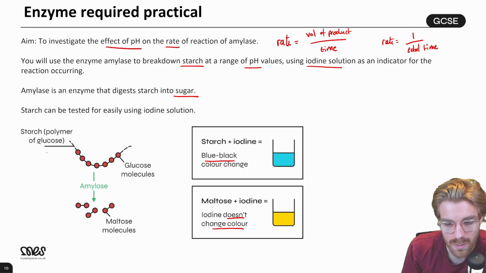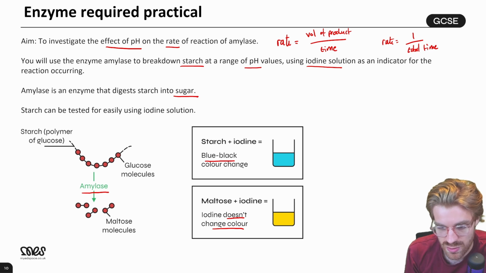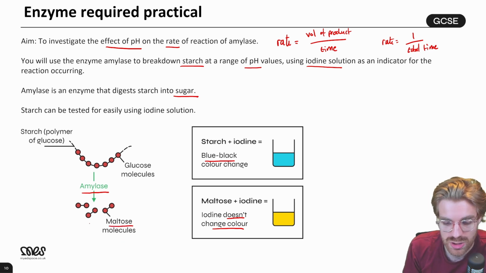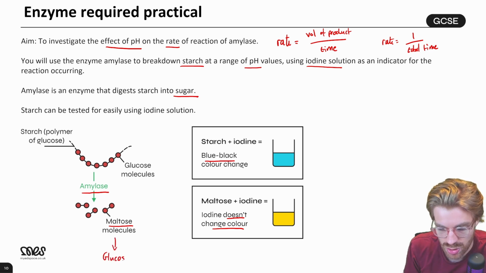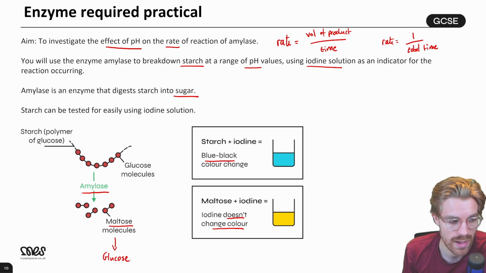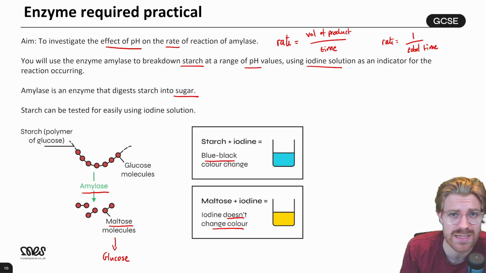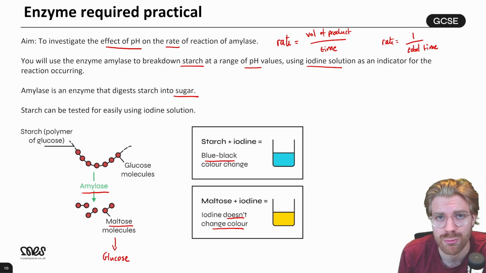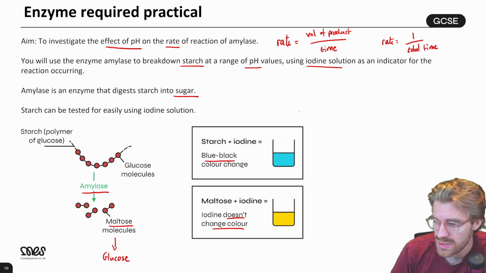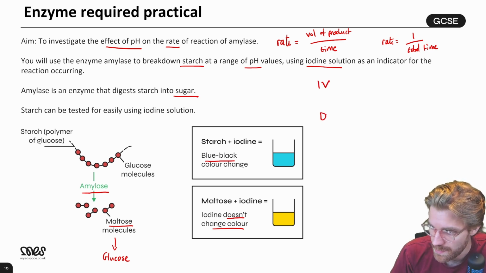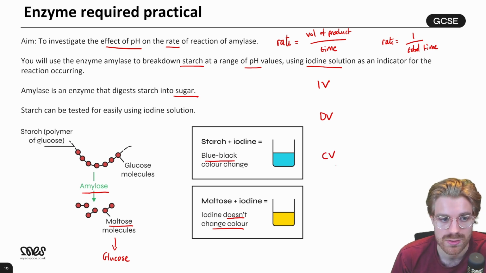We can see here our breakdown of our starch and the fact that the amylase breaks the starch down into these sugar molecules referred to as maltose, and the maltose will continue to be broken down into the individual glucose molecules as well. Now, in any experiment, we want to think about 3 different variables. We want to think about our independent variable, our dependent variable, and our control variables.